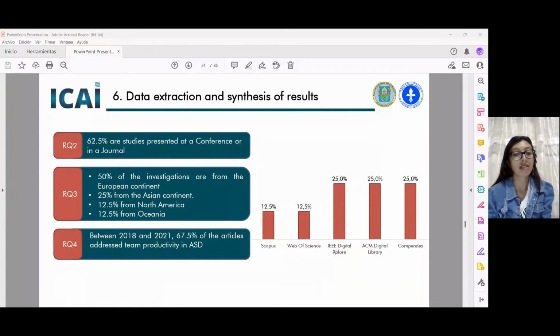And number three, the question of where the primary studies come from: 50% of the investigations are from the European continent, 25% from the Asian continent, 12.5% from North America, and 12.5% from Oceania. And number four, the publication frequency of the studies that describe the concept of productivity in ASD is between 2018 and 2021, with 67.5% of the articles.